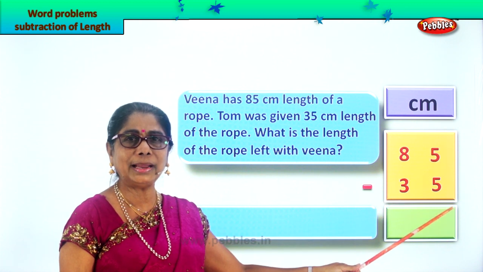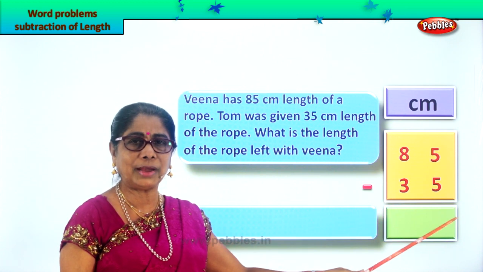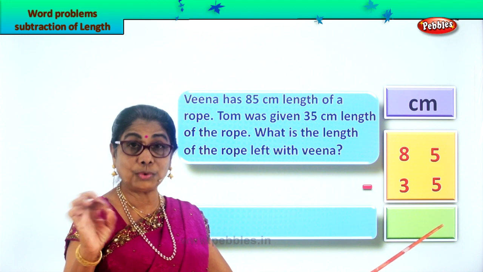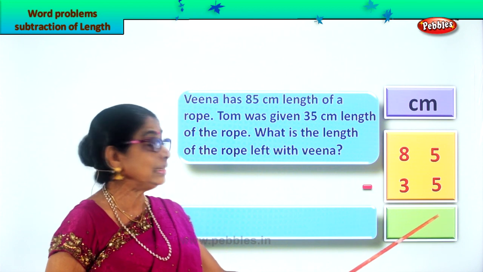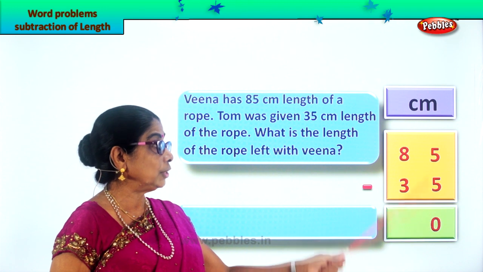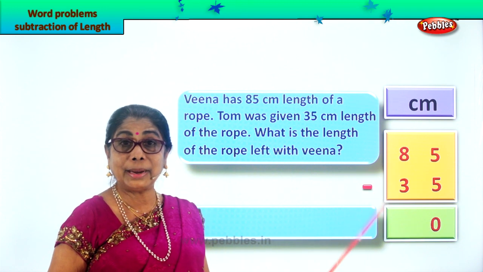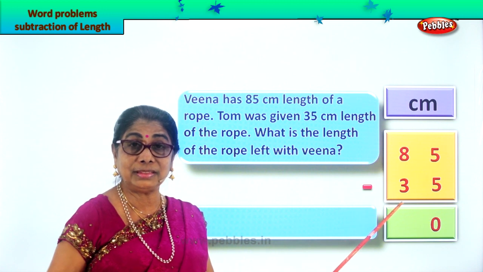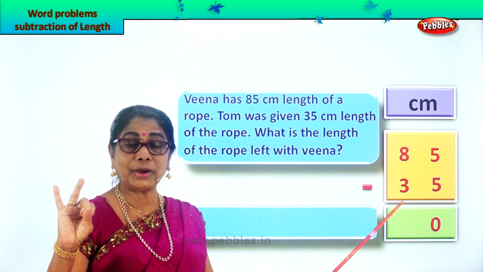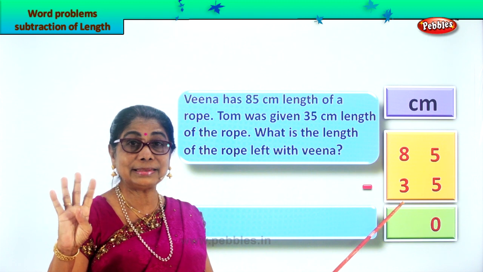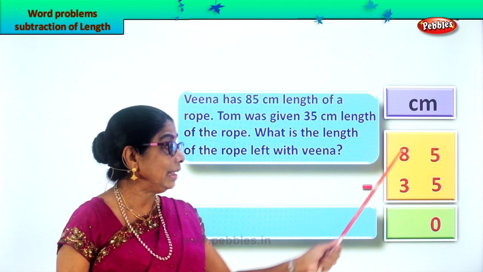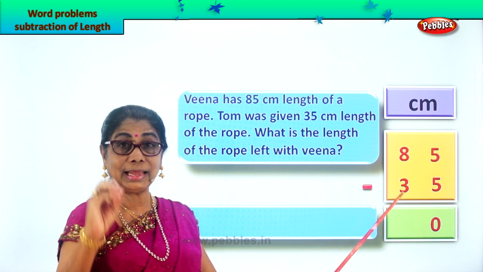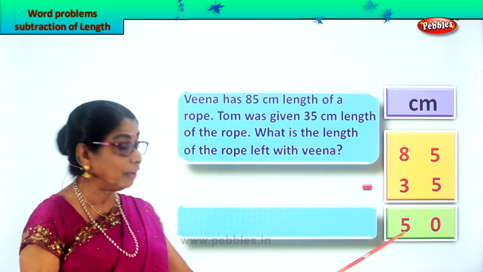5 minus 5. 5 take away 5. You get 0. 5 take away 5 is 0. So we write down 0 here. 8 minus 3. 8 take away 3. After 3, 4, 5, 6, 7, 8. 8 minus 3 is 5. So we write down 5 here.